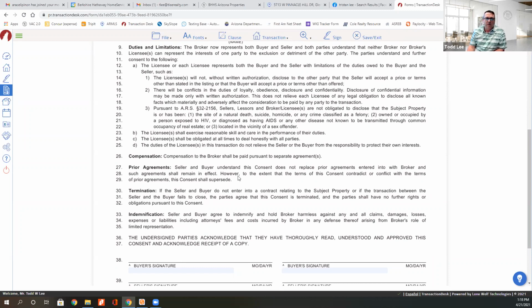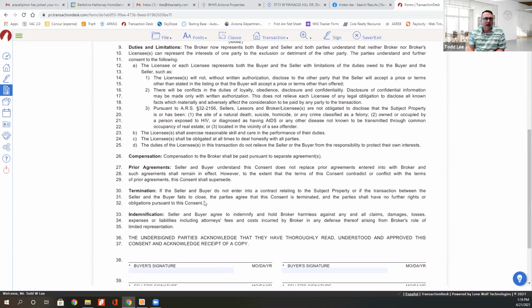Prior agreements: seller and buyer understand this consent does not replace prior arrangements or agreements entered into with the broker, and such agreements shall remain in effect. However, to the extent that the terms of this consent contradict or conflict with those terms, this consent shall supersede. If the buyer and seller do not enter into a contract relating to the subject property, or if the transaction between the buyer and seller fails to close, the parties agree that this consent is terminated, and the parties shall have no further rights or obligations pursuant to this consent.